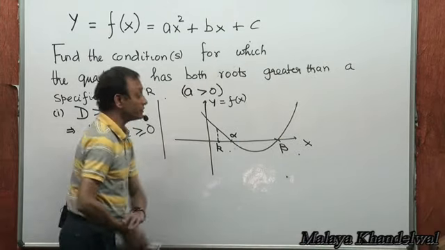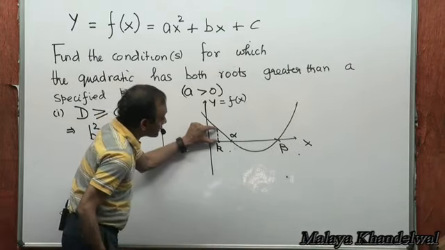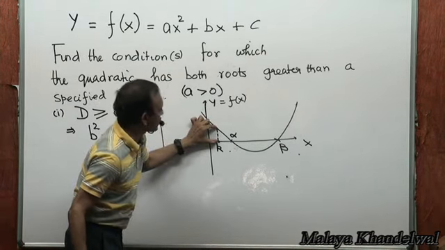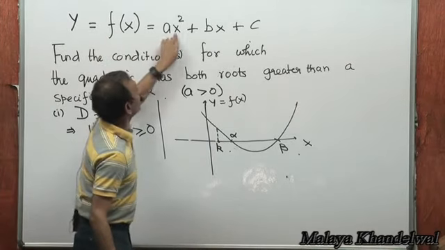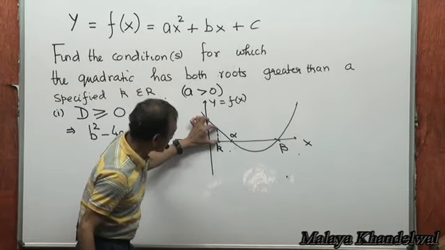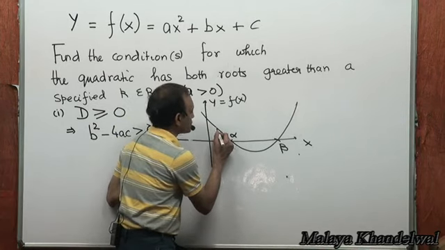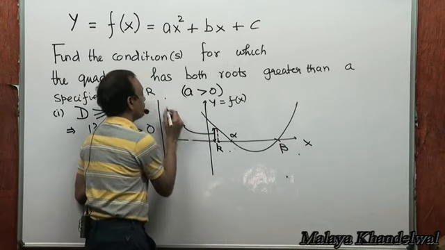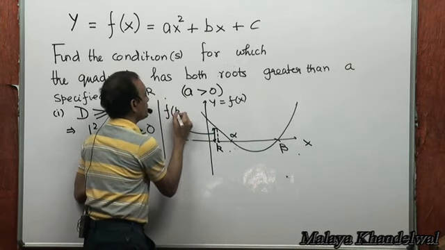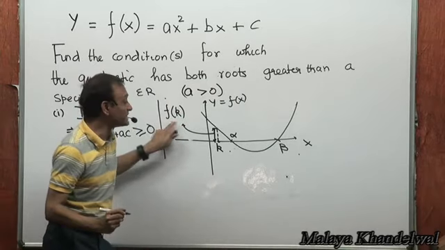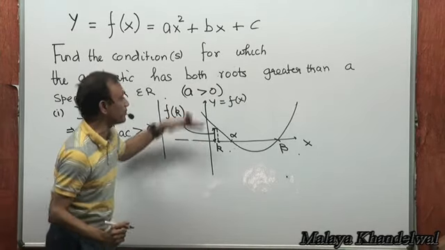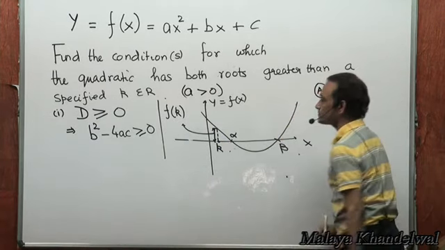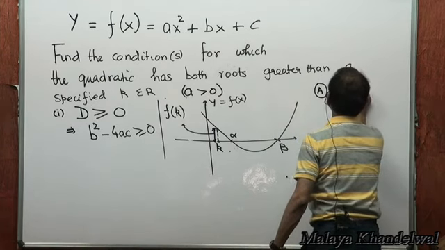Now, for sure, realize that this length is the value of the quadratic expression at x equal to k. This is the y for x equal to k. That means f of k is this. One thing for sure, that this length is f of k and must be greater than 0. Must be greater than 0 if it is to the left of alpha for a positive. So the specific conditions, f of k must be greater than 0.